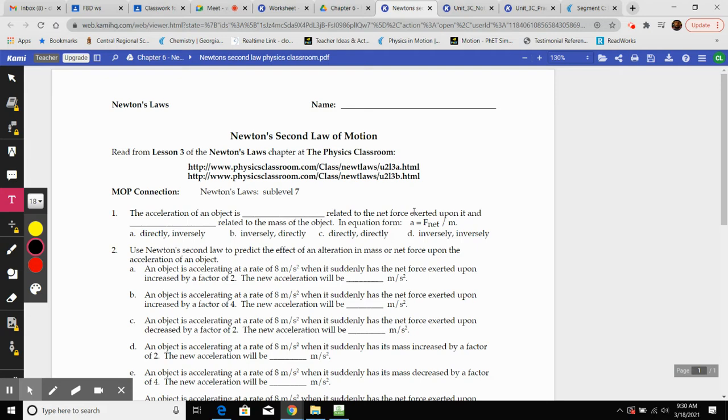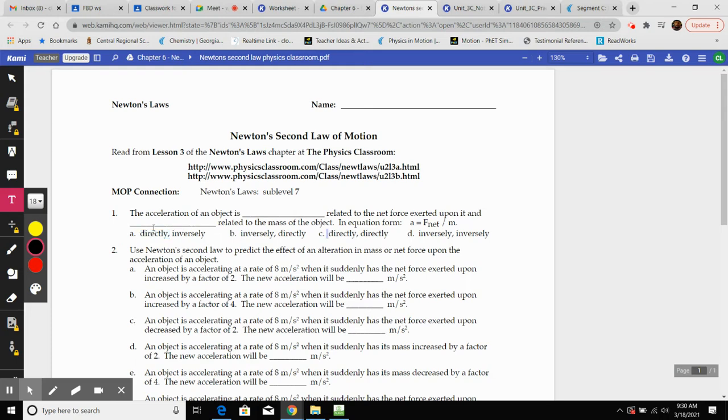I don't know. If you push something harder, you think it's going to accelerate less? Yeah. More. So then, all right, so the first part has to be directly. So that means B and D are gone. Okay, so then we have to figure out how mass is related.